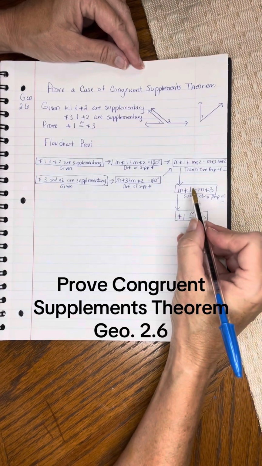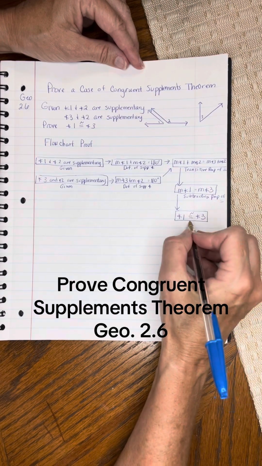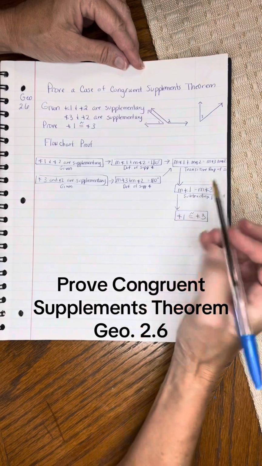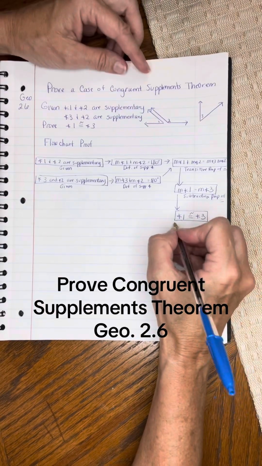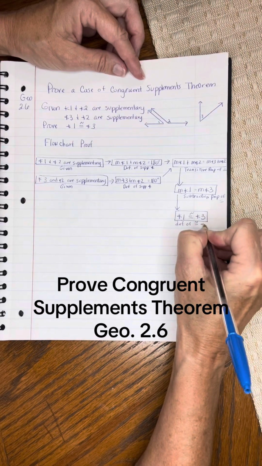And anytime I say that they're equal to each other, I can back it up and say, well, that means that the angles are congruent, which is exactly what I wanted to prove. Angle 1 is congruent to angle 3, and the reason I can say that is simply the definition of congruent angles.